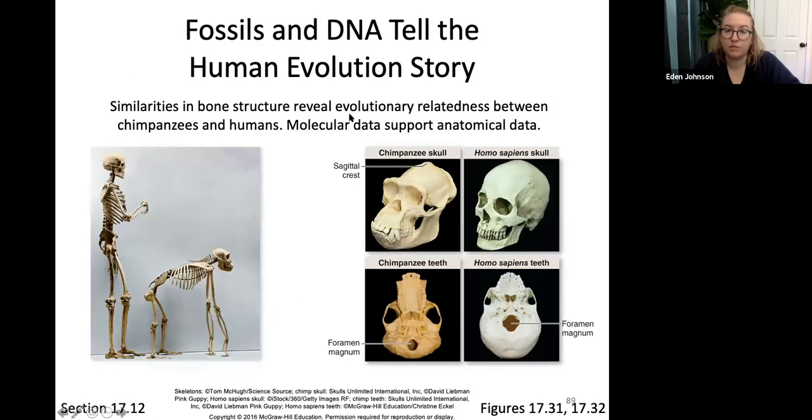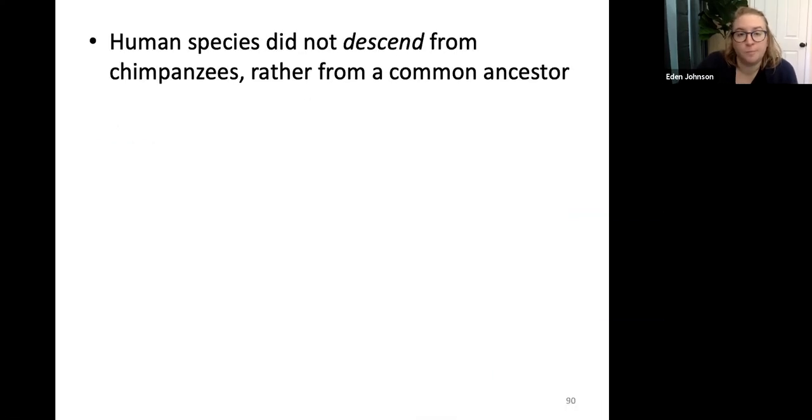Similarities in bone structure reveal evolutionary relatedness. Molecular data also supports what we see here, where there are slight differences, like with the foramen magnum, but still, it's underneath the head of this chimpanzee. It's not on the back of the head like you would see with a lion, for instance. Similarly, our teeth are mostly the same. We have teeth reduced in size compared to a chimpanzee, but really it's all very incredibly similar.